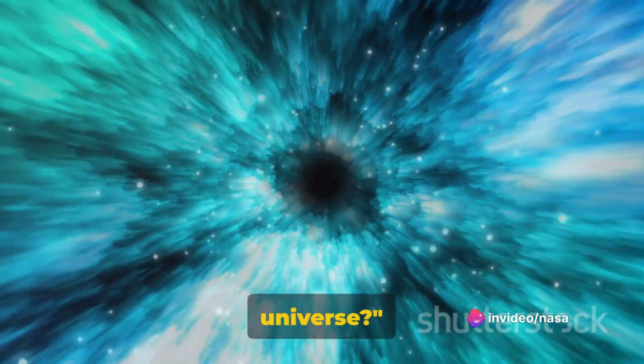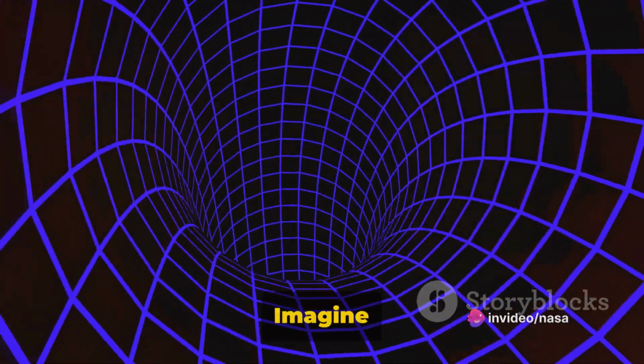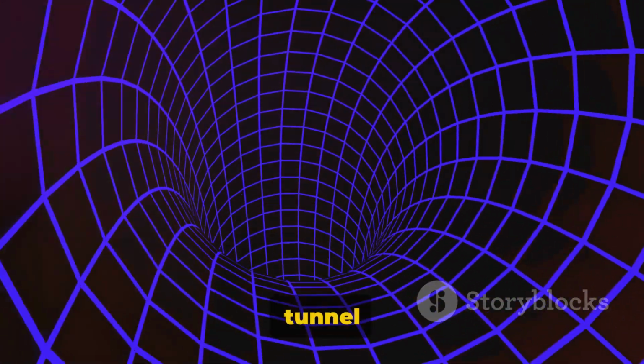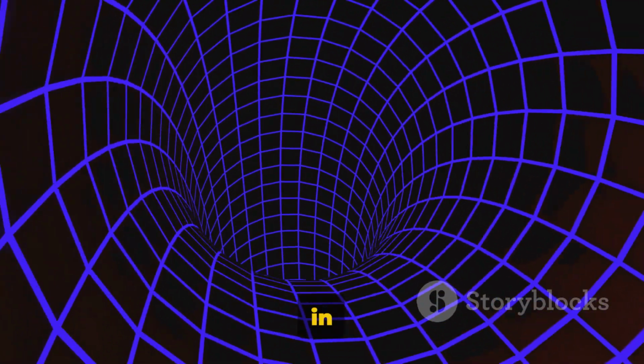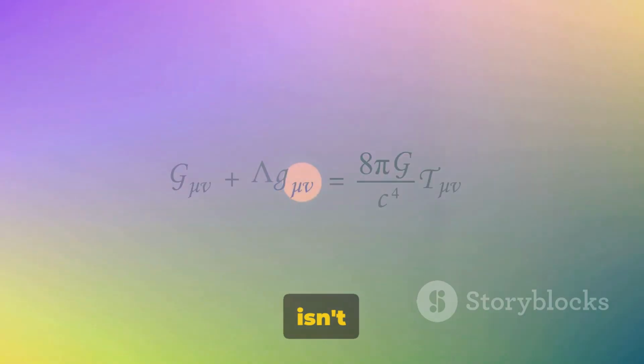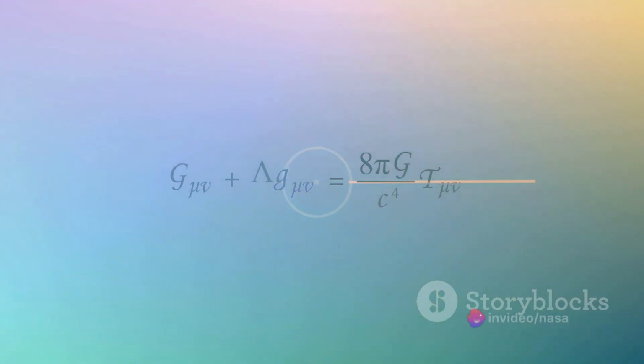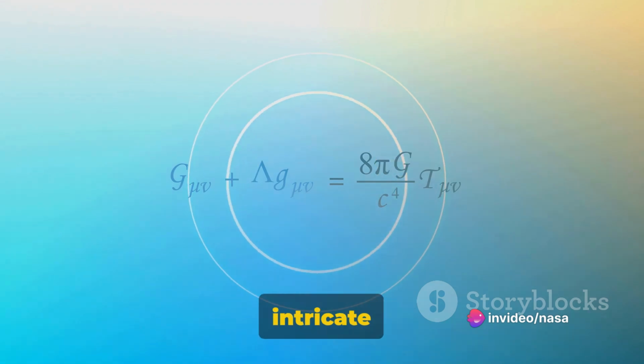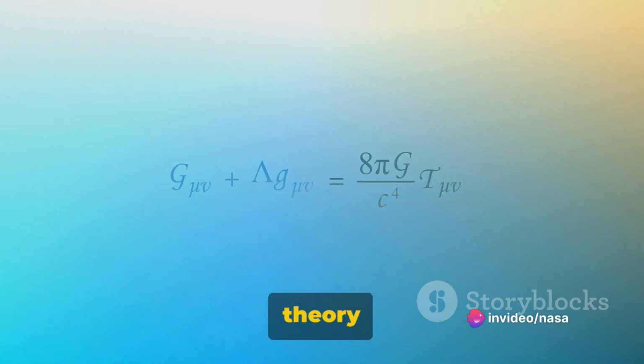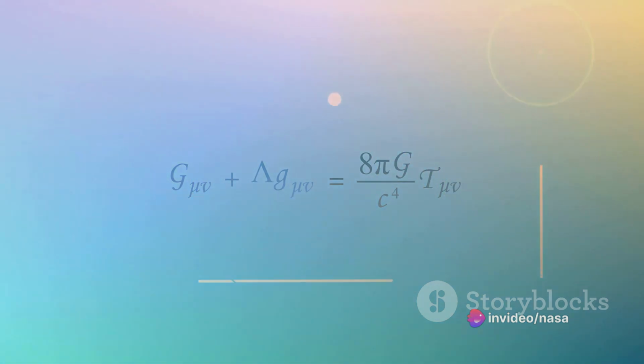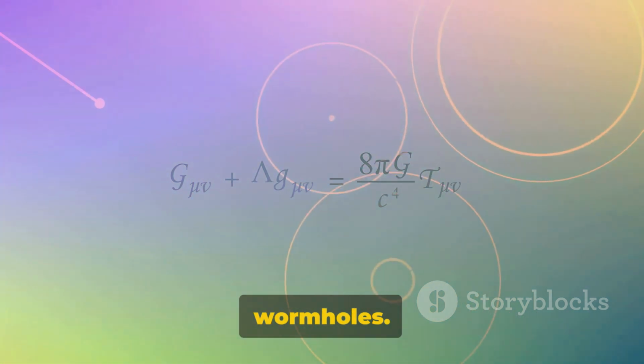Ever wondered if we could skip the vastness of space and time to instantly travel to distant corners of the universe? Imagine a cosmic shortcut, a tunnel bridging the gap between 2 points in space-time. This isn't the stuff of science fiction, but a theoretical concept born from the intricate mathematics of Einstein's theory of general relativity. Enter the world of wormholes.